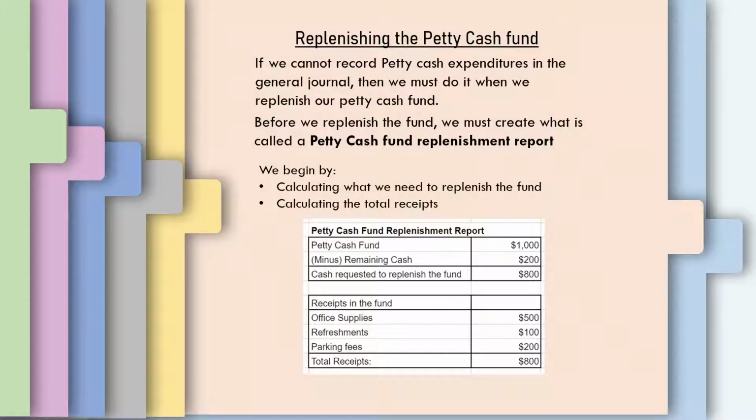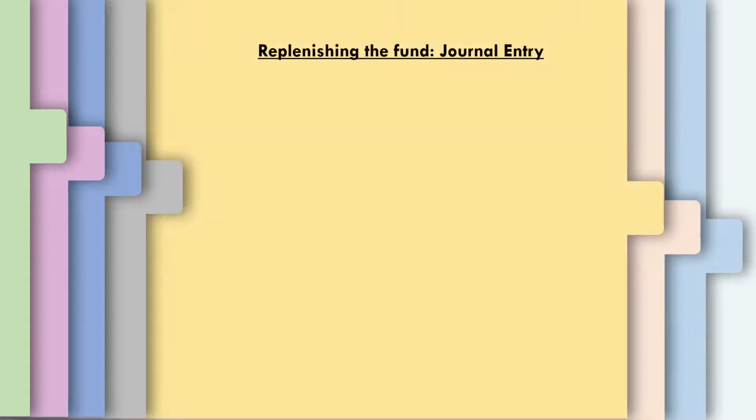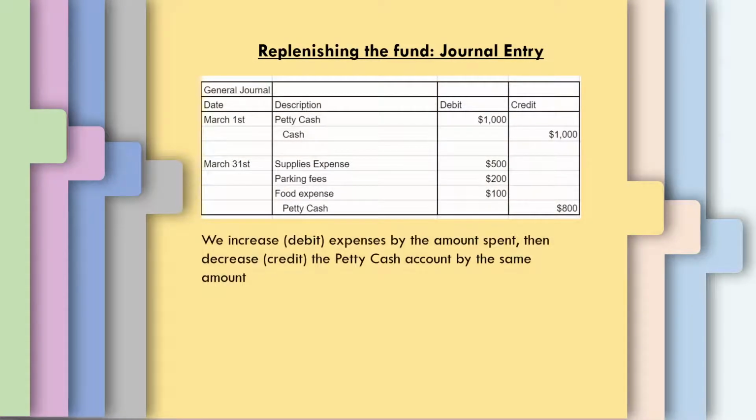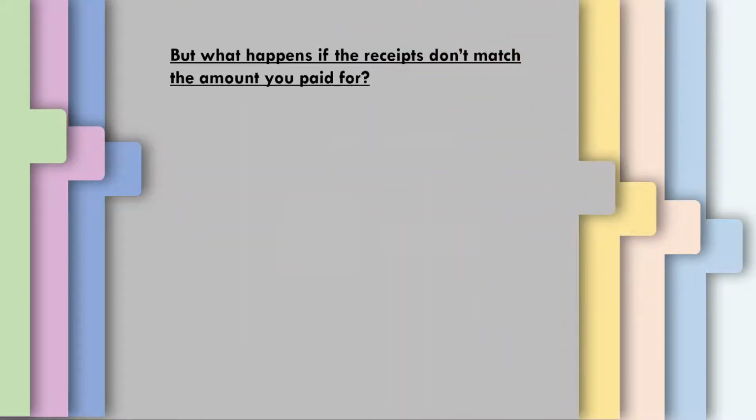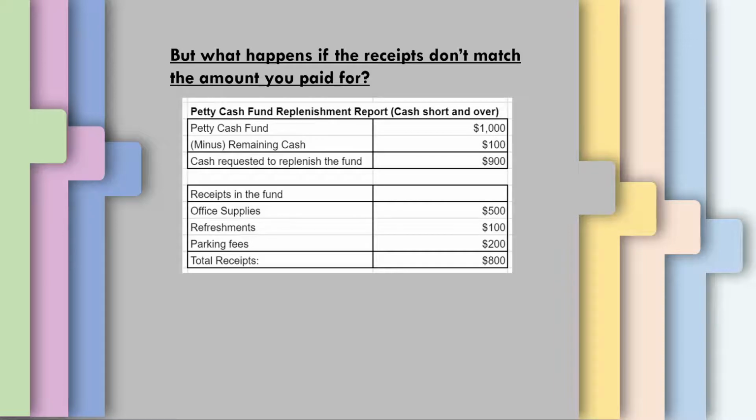Before we replenish the fund, we must create what is called a petty cash fund replenishment report. We calculate what we need to replenish the fund, and we calculate the total receipts. In this case, $800 is requested to replenish the fund, and $800 is our receipts. So we need to increase expenses by the amount spent, then decrease the petty cash account by the same amount. Simple, right? So what happens if the receipts don't match the amount you paid for?